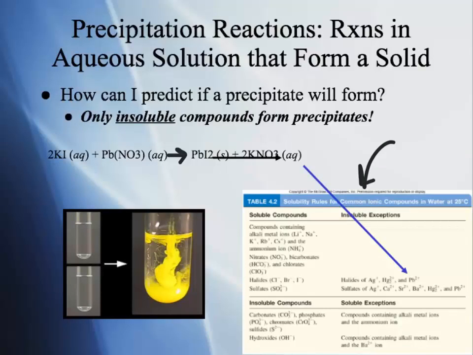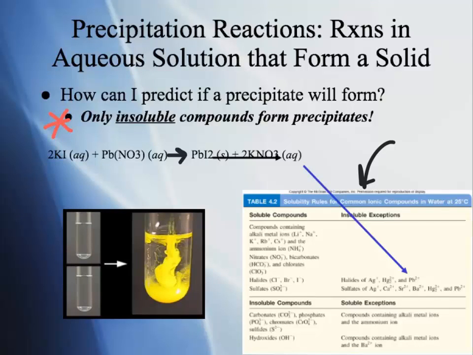Okay, so in order to predict if a precipitation reaction will form, we must know that only insoluble compounds form precipitates. And that makes sense because insoluble compounds cannot be dissolved in water. Therefore, you're going to see them still. Okay, so here is the reaction for what we just saw on the last slide: potassium iodide and lead nitrate.